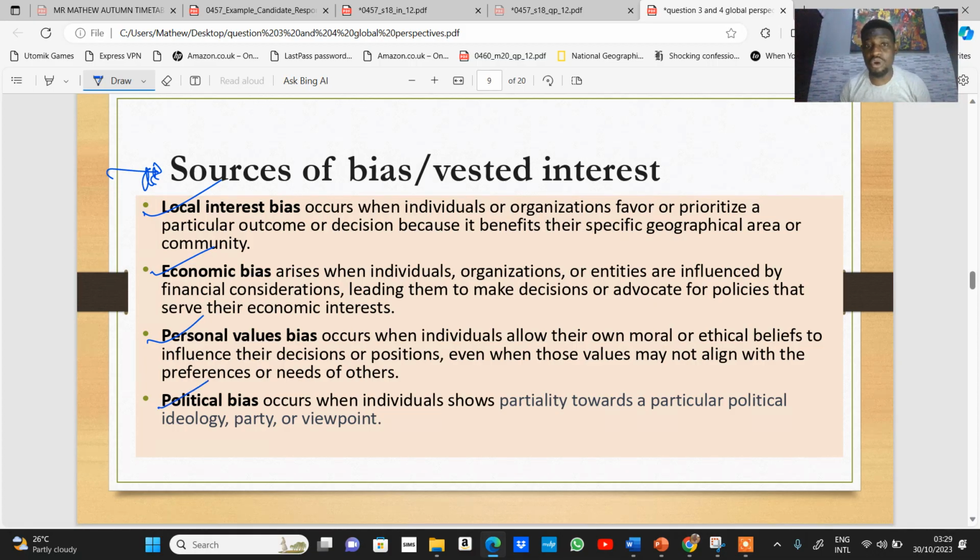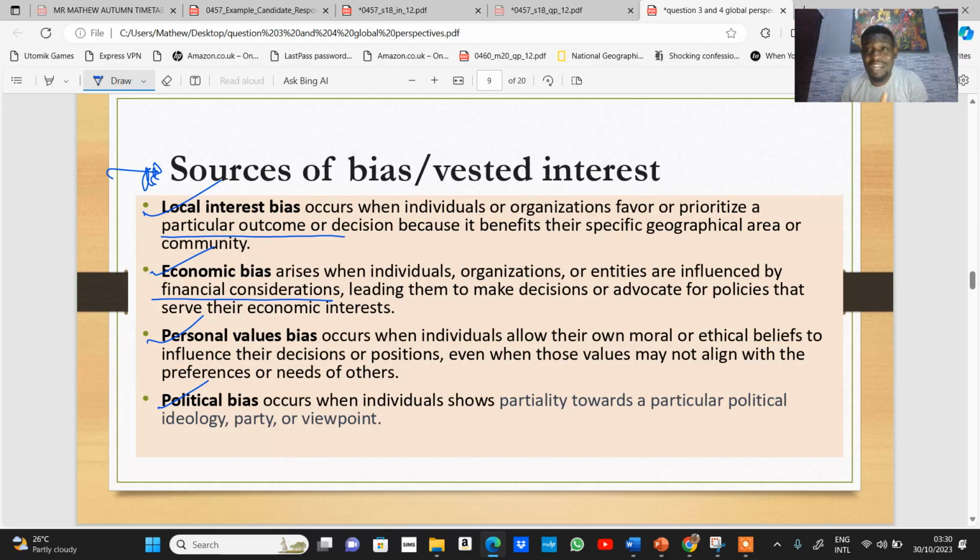Local bias occurs when individuals or organizations favor or prioritize a particular outcome or decision because of their belief in their specific geographical area, their community, or their background. You get it? Then, economic bias arises when individuals, organizations, or entities are influenced by financial considerations. That's what it means.